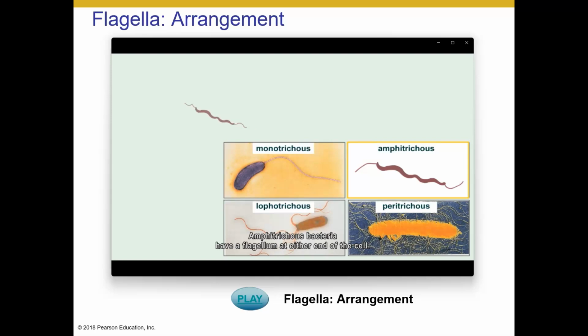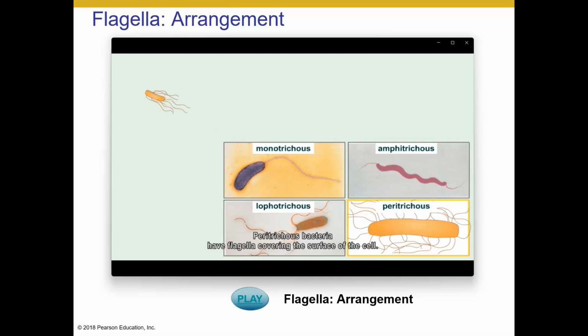Amphitrichous bacteria have a flagellum at either end of the cell. Bacteria with a tuft of flagella at one end are called lophotrichous cells. When the flagella rotate counterclockwise, the flagella bunch up and the cell runs. When the flagella rotate clockwise, they separate and the cell tumbles.